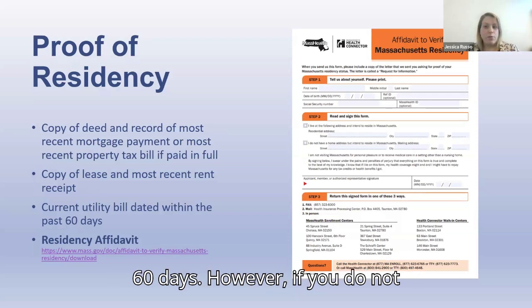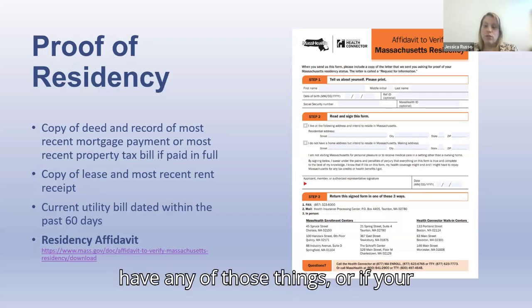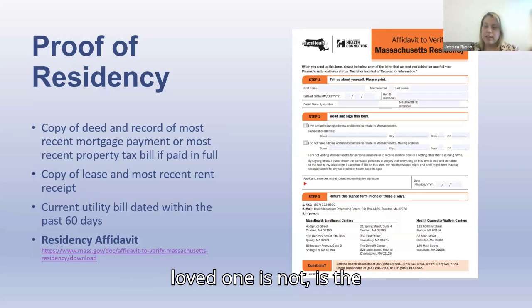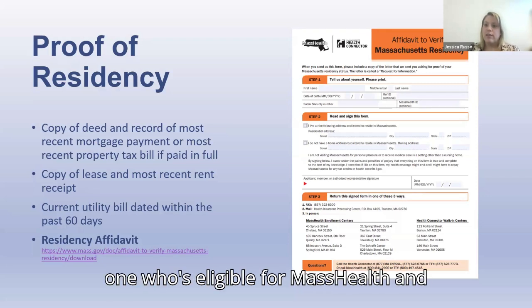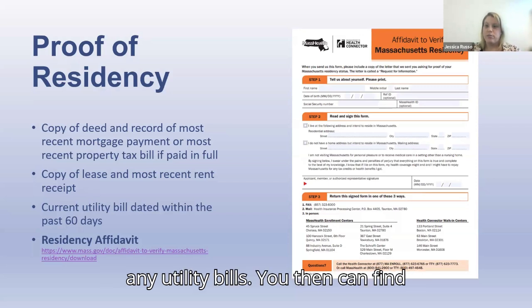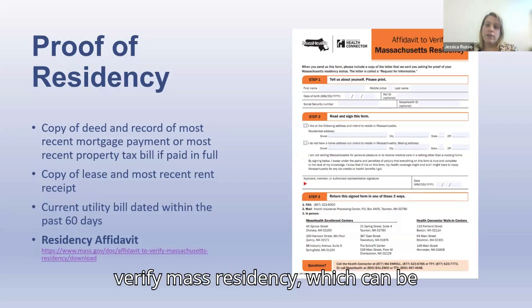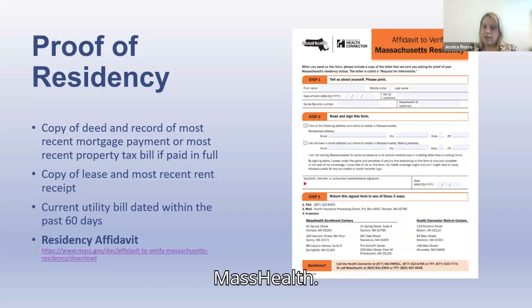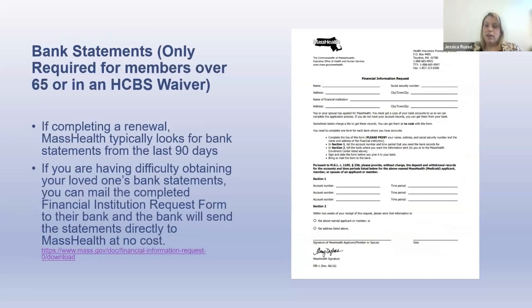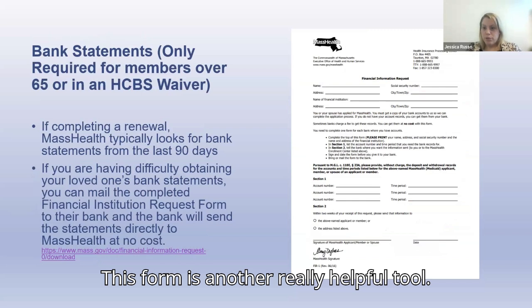However, if you do not have any of those things, or if your loved one is the one who's eligible for MassHealth and they are not on the lease, do not have any utility bills, you then can find this form, which is the affidavit to verify mass residency, which can be filled out and submitted directly to MassHealth. This form is another really helpful tool.